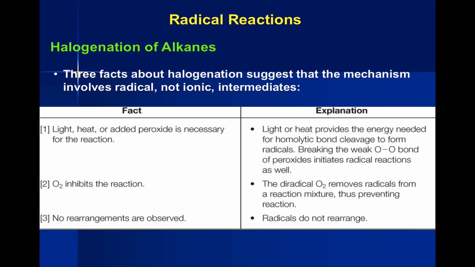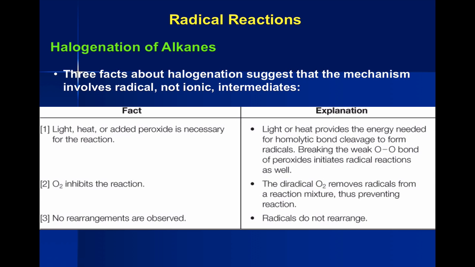Now, there are some things that you need to know about the halogenation of alkanes that allow us to know that the mechanism must involve a radical. And so here on the left we have some facts, and it turns out that light, heat, or added peroxide is necessary for this reaction to go. That is indicative of a radical reaction.